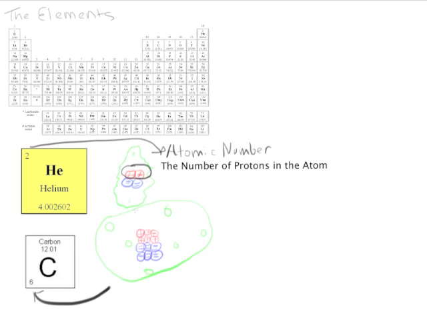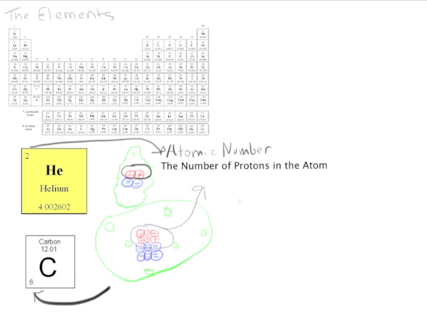Now you can see the main difference between helium and carbon, and that is the number of protons. So the atomic number, the number of protons in the atom, is what determines what element it is. And that can make things as different as nickel with 28 protons and copper with 29. Nickel is like a silvery color, and copper is like an orangish red brown color.